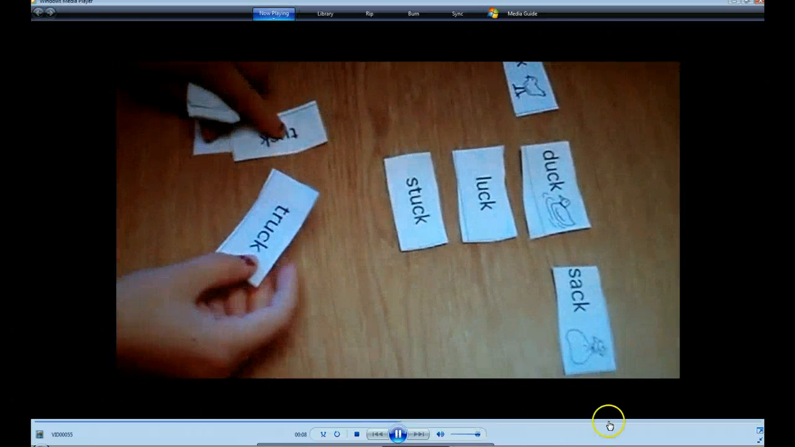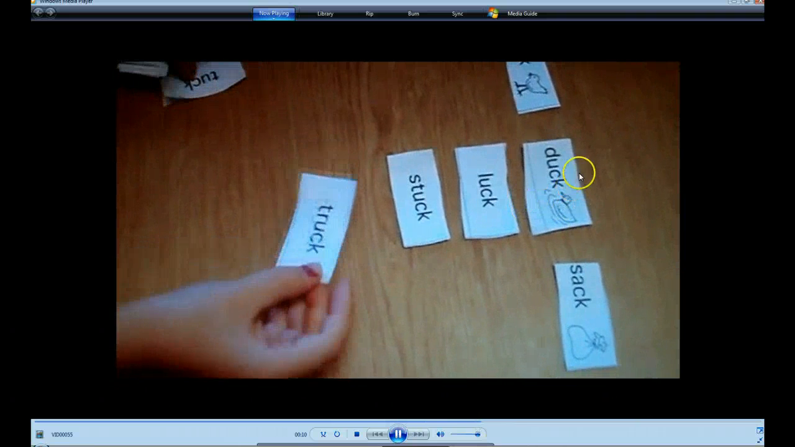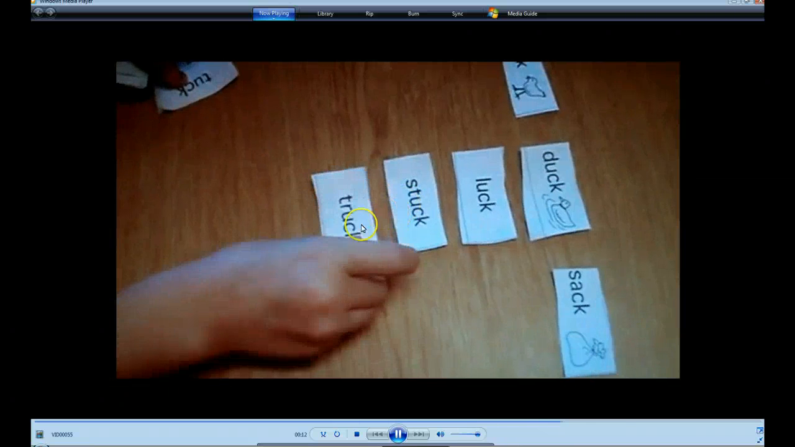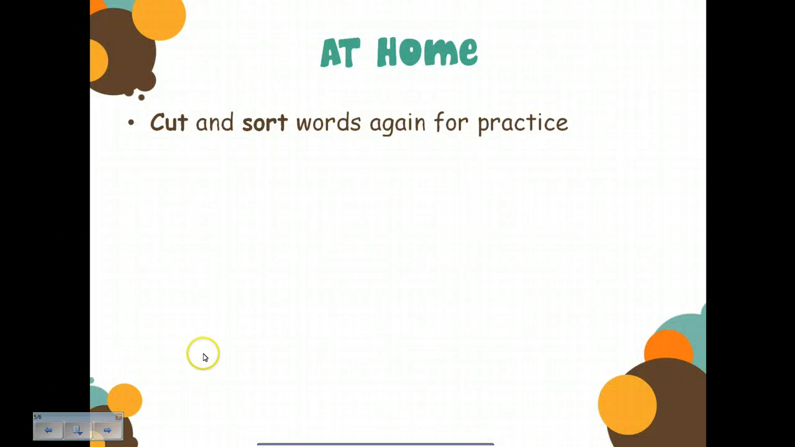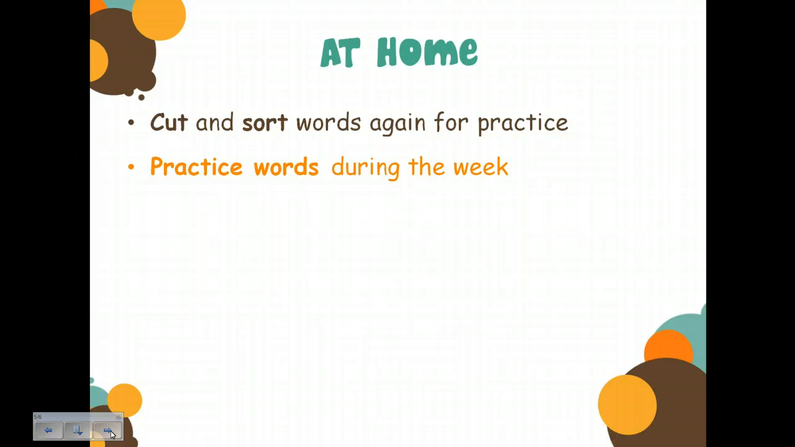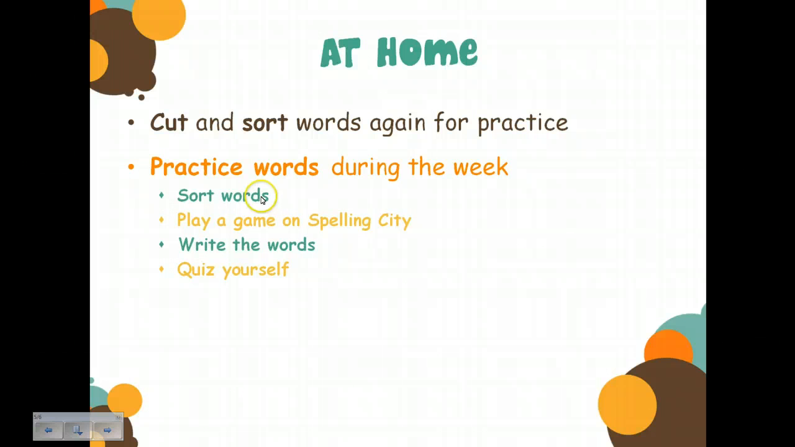You'll notice this student is saying the name of each word each time to help her practice and learn her new spelling pattern. After the students have cut and sorted their words at least one time during the week, there are other ways that you can practice words at home. Students can sort their words, they can play a game on Spelling City, students can write words, they can quiz themselves, and there's many other activities that you may have at home.